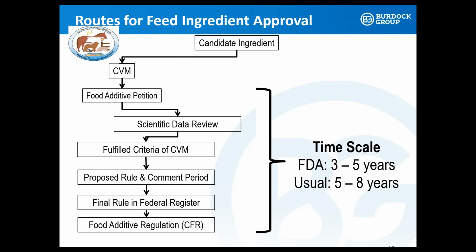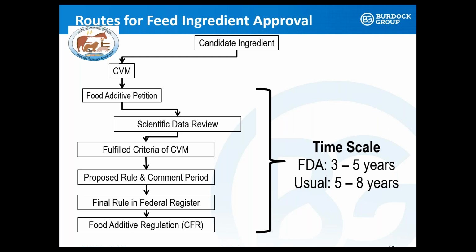So you keep moving down. You fulfill the criteria of CVM, whatever they told you to do based on the suggestion. And because it's a regulation, that's a diagram I showed you in the beginning of how you make a rule, it is going through the proposed rule and comment period. Once they have discussion, make revisions, then it becomes the final rule in the Federal Register.